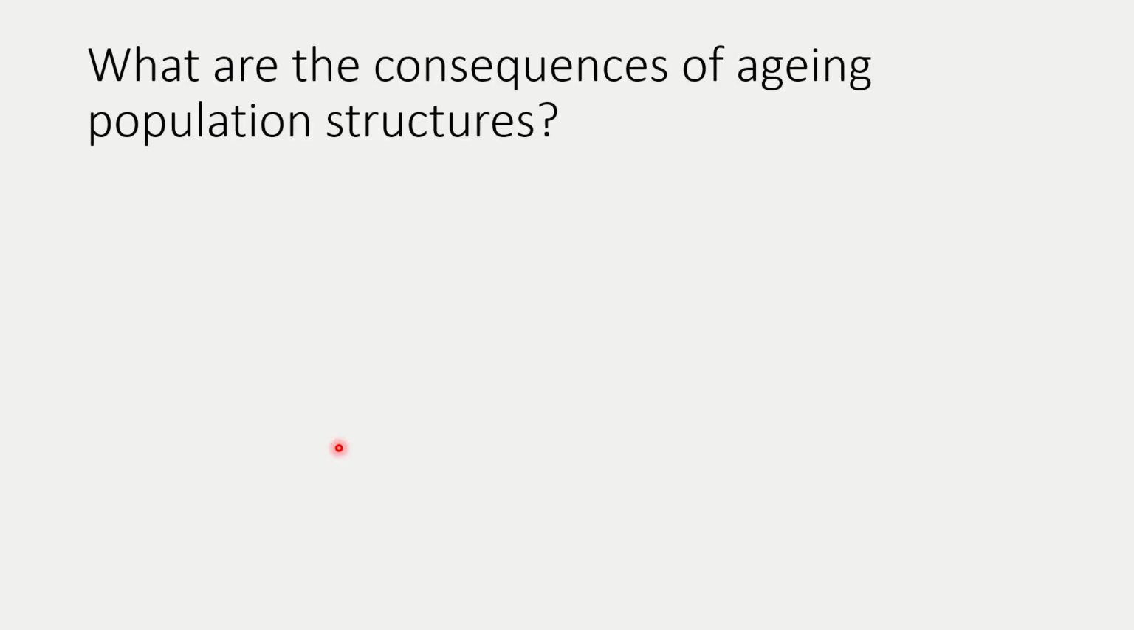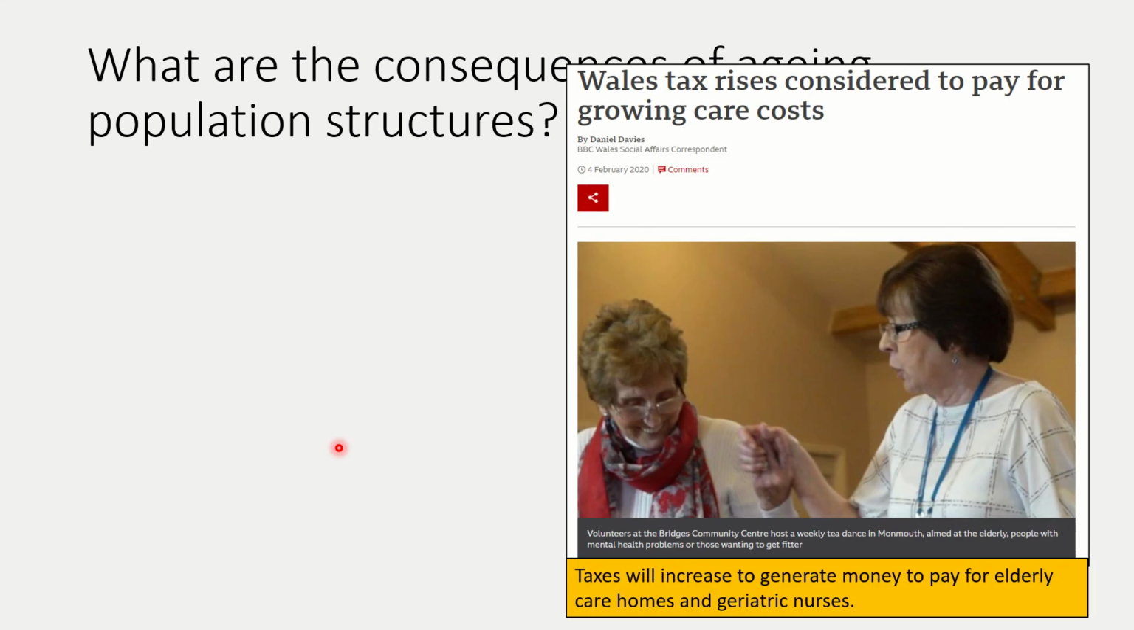Okay, so what are the consequences of an aging population structure? Well, there are lots of them, and they're varied. I've tried to take case studies from Britain and to keep them contextually relevant to yourselves. But I have used some case studies from elsewhere in the world. Remember, case studies are really important to the quality of your answer.